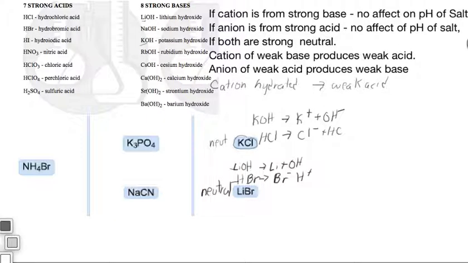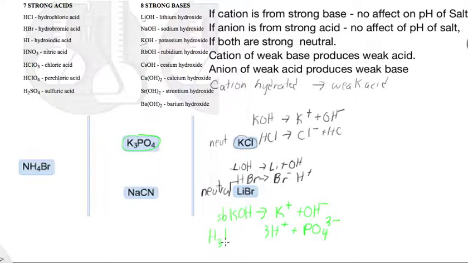K3PO4. Okay, so K3PO4. Where does the K come from? Well, K can come from KOH, which is a strong base. So this is a strong base. And the PO4 is going to be coming from a weak acid.